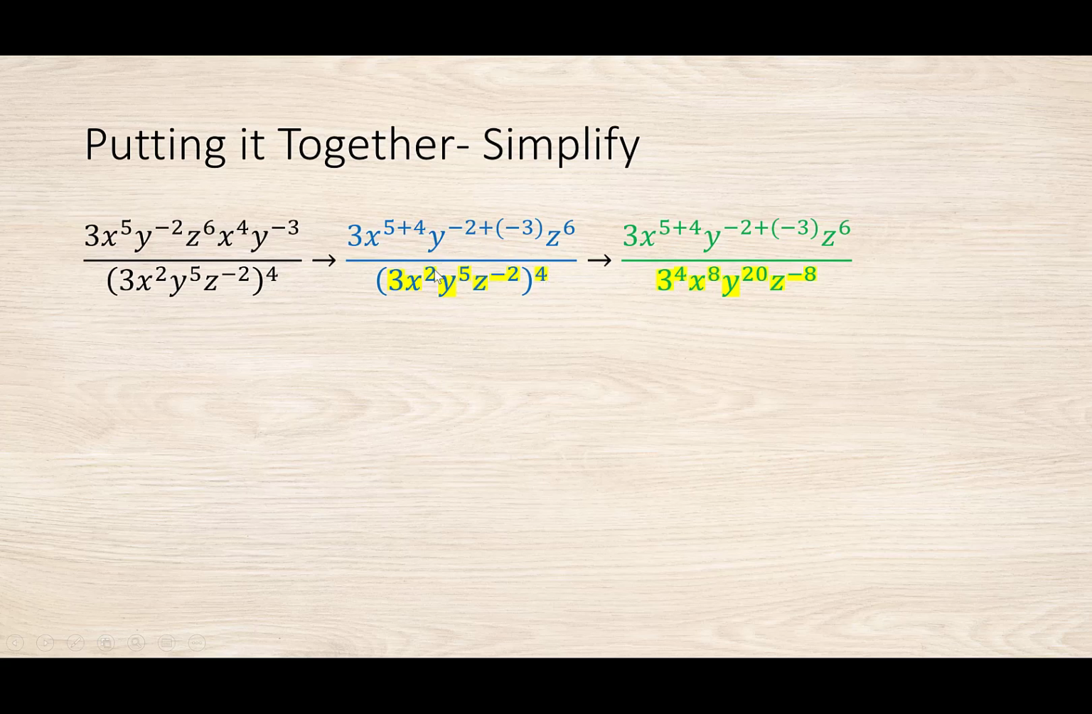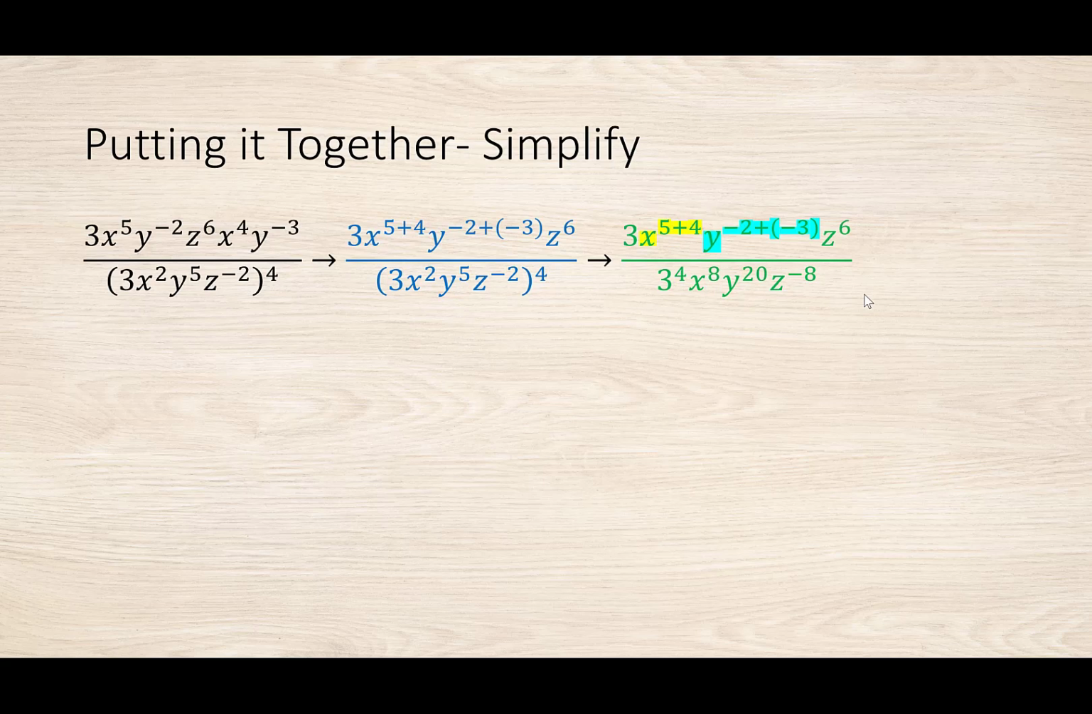This 4 needs to be distributed to the 2, so we have x to the 8th. This 4 needs to be distributed to the 5, so we get y to the 20th. Remember, we're multiplying all of these. And then 4 needs to be distributed to negative 2. And 4 times negative 2 is negative 8. So that was what I did next.